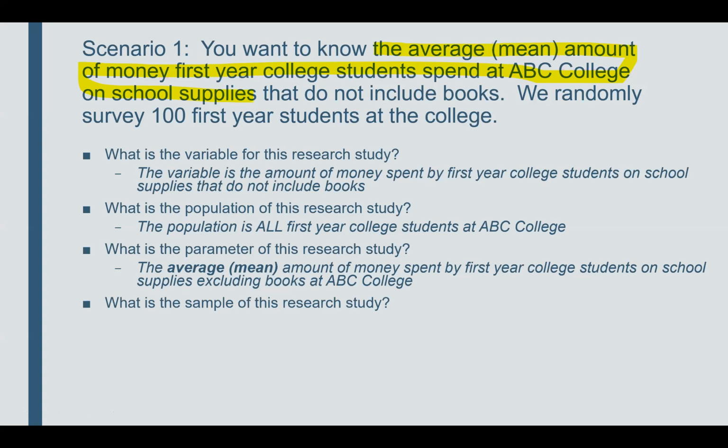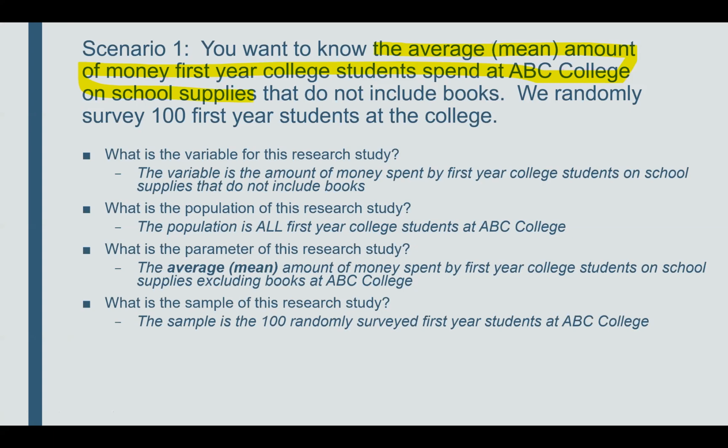All right, then it asks us what is the sample of the research study. The last sentence gives us a clue because it says we randomly survey. We could say we randomly sample 100 first-year students at the college. So my sample is the 100 randomly surveyed first-year students at ABC College.